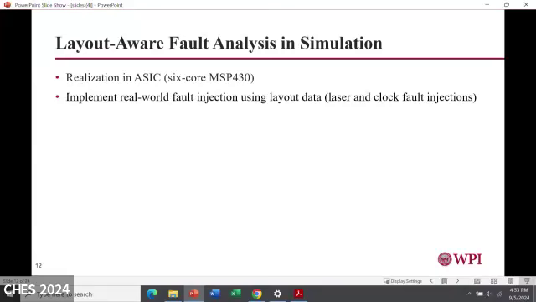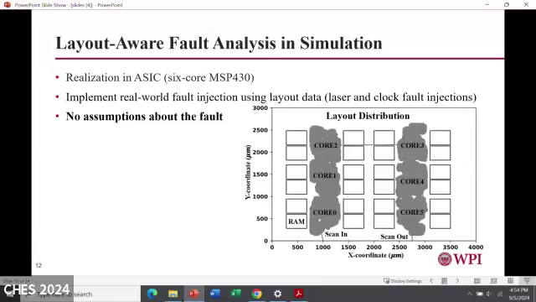And we wanted to implement real-world fault injection using layout data. In our paper, we did laser and clock, but there are no restrictions on any other type of faults. What we wanted to achieve is to make no assumptions about where the fault happened. That's why we use the layout data. Let me walk you through this.